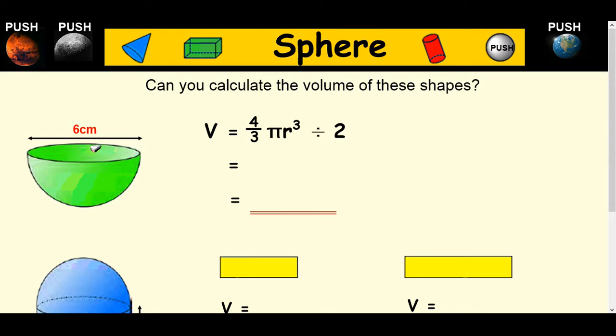Now, again, we've got to use the same idea as before. This is a diameter we've been given, which is 6, but I only want the radius for my formula. That means I'm looking for 3 here. So 4 divided by 3 times pi, or 3.14, times 3 cubed, divided by 2. You could write 3 times 3 times 3 if you want. Type all that into your calculator, it should pop you out with the correct answer, 56.52 centimetres cubed.